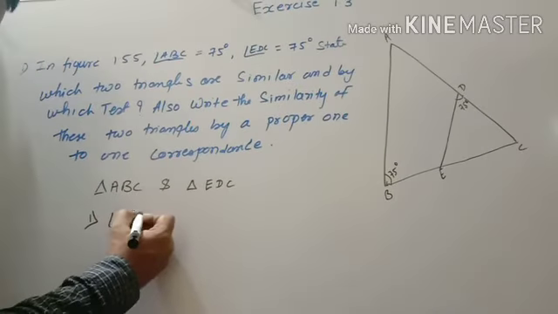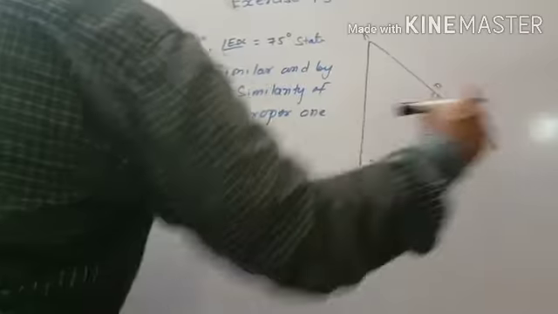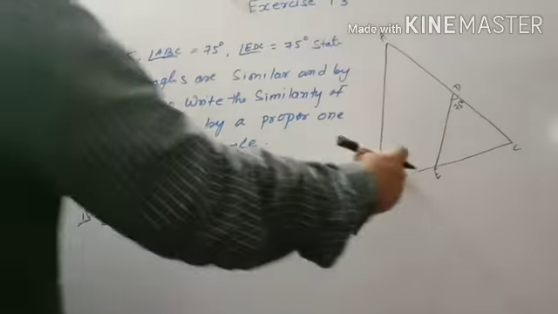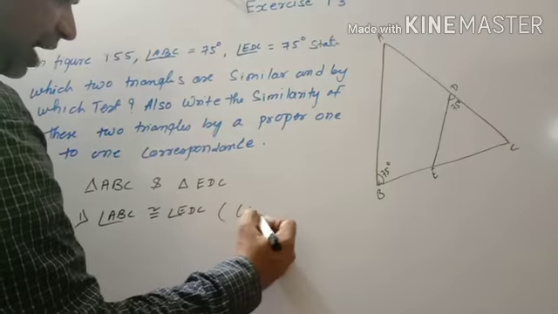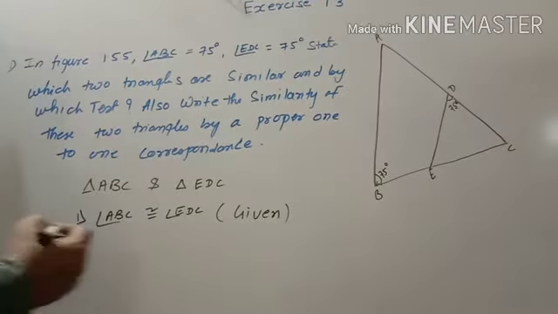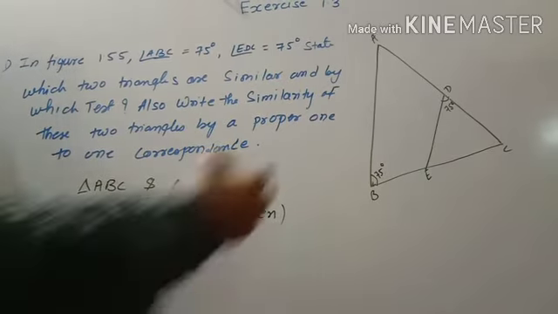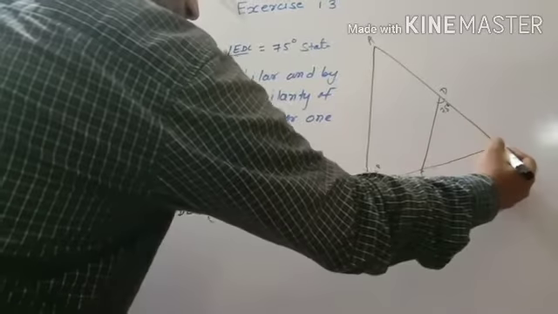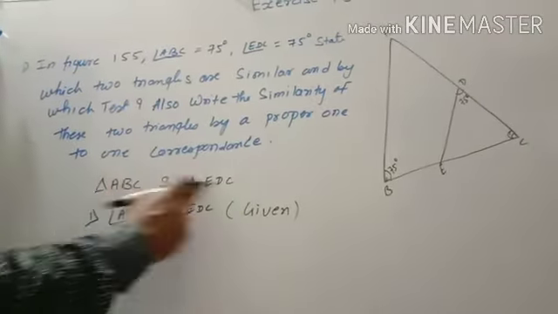Angle ABC congruent angle EDC. Why congruent? Because both are 75 degrees. For that we write given. This is given. Now second one is what? Which angle is congruent in this ABC and in this EDC? Which is the common angle? The C is a common angle. This angle is a common angle in both the triangles.